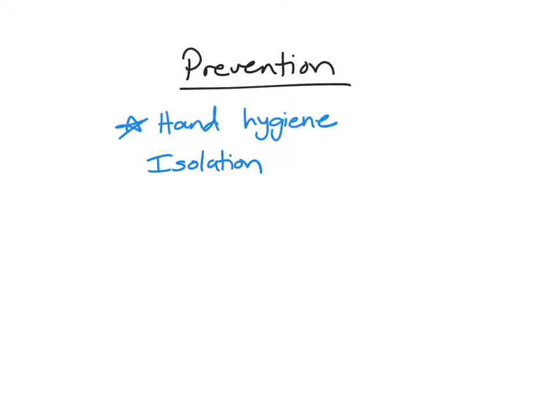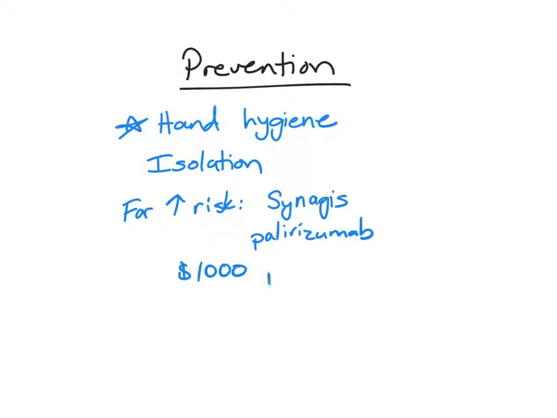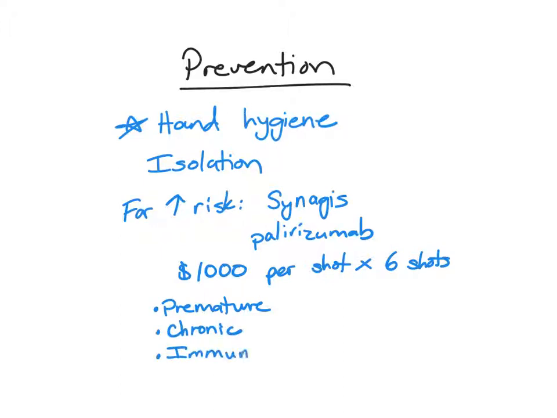The other thing we can do for high-risk infants is a series of injections of a medication called Synagis. That's the brand name, or the generic is palivizumab. And this is about $1,000 per shot, and you need about 6 shots. So you can see why insurance companies might reserve this just for the high-risk infants, including premature infants or an underlying chronic illness or possible immunosuppression.